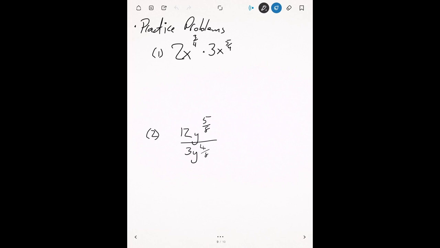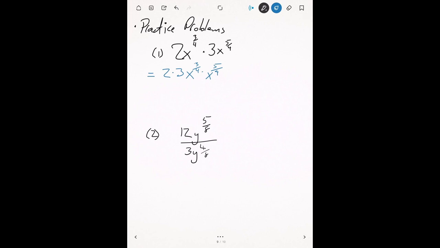Okay, well, hopefully you had some time to practice on these, but let's go ahead and start simplifying them. In the first one, I'm seeing that I am taking 2, and I'm going to multiply that by 3, and then I have x to the 3/4 multiplied by x to the 5/4. I'm just rearranging the terms here. I'm using the associative property of multiplication. You can rearrange the terms.